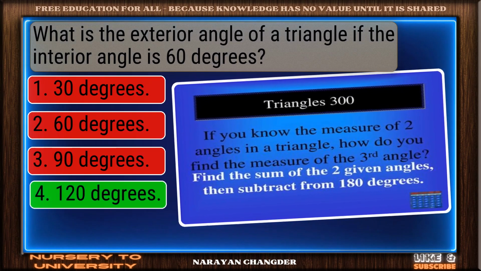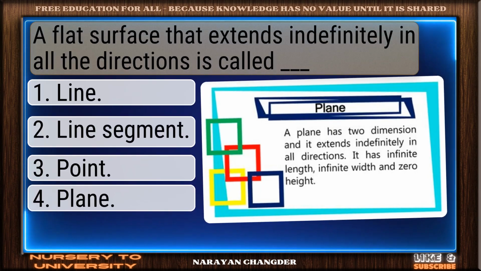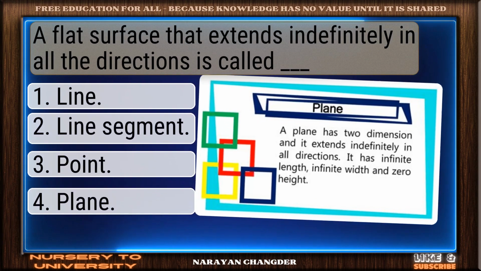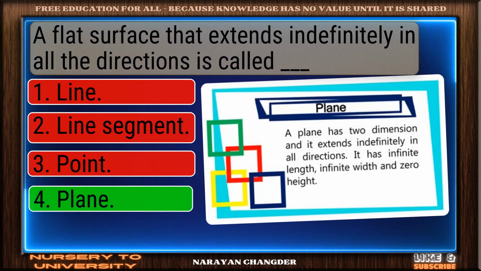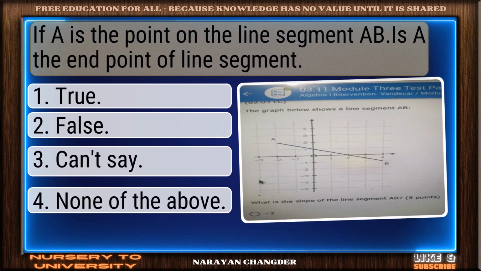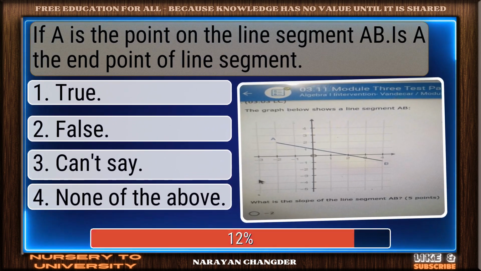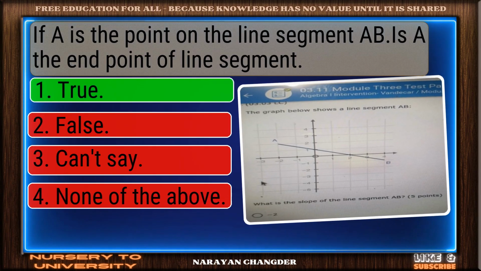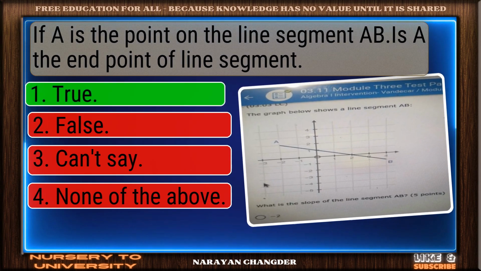Solid response. 120 degrees is a valid choice. A flat surface that extends indefinitely in all the directions is called dash. Valid point. Plane is true. If A is the point on the line segment AB, is A the end point of line segment? Clear logic. Your choice true is sound and 100% true.